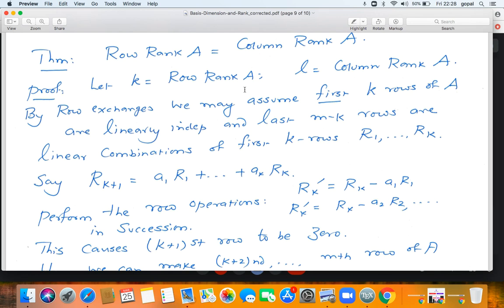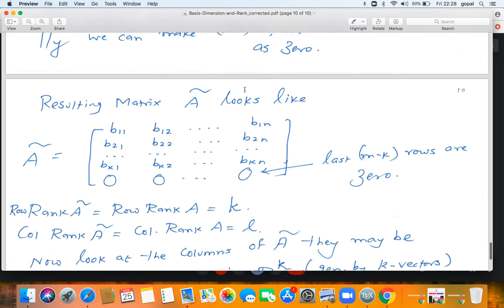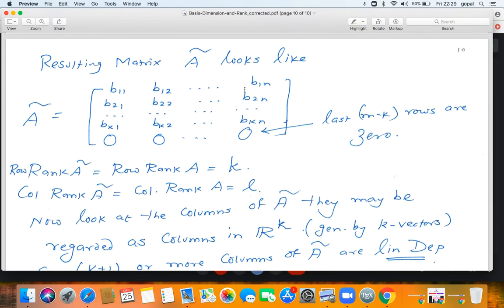And if I perform these in succession, what will happen? The k plus first row will become 0. Similarly, the k plus second row will become 0. The k plus third row will become 0. So I'll perform successive row operations, and I will transform the matrix A to a new matrix A tilde, such that the last m minus k rows of the transformed matrix are 0. And A tilde is B11, B12 dot dot dot B1n, B21, B22 dot dot dot B2n, etc., BK1, BK2 dot dot dot BKn. So this is how the transformed matrix A tilde looks.